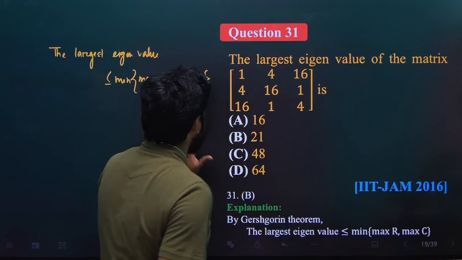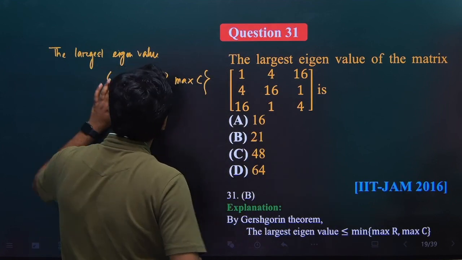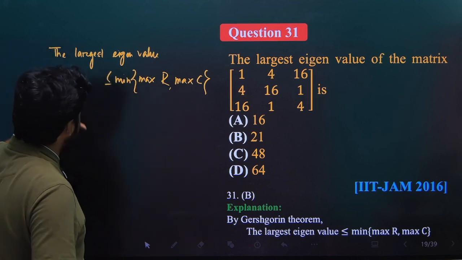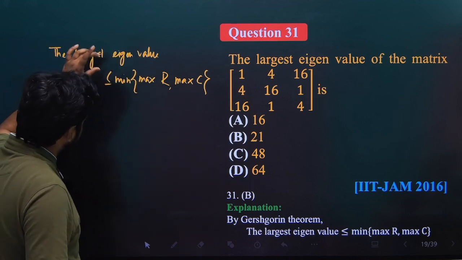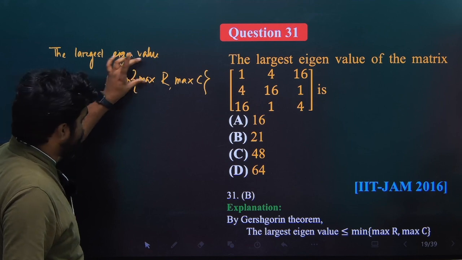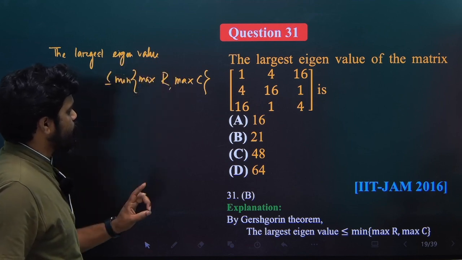Let's see what the given matrix is. Just note this result: the largest eigenvalue is less than or equal to the minimum of max R, that is maximum row sum, and maximum column sum.